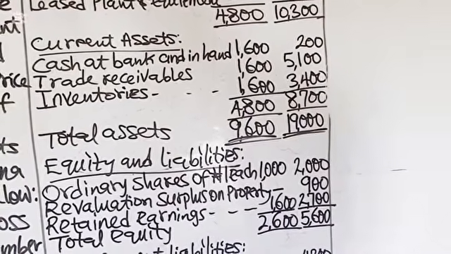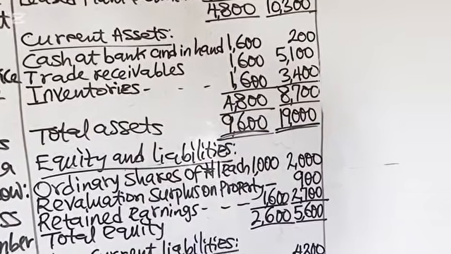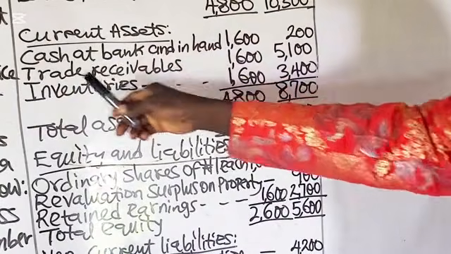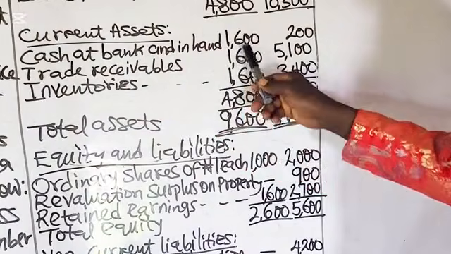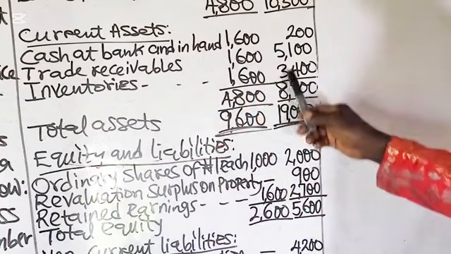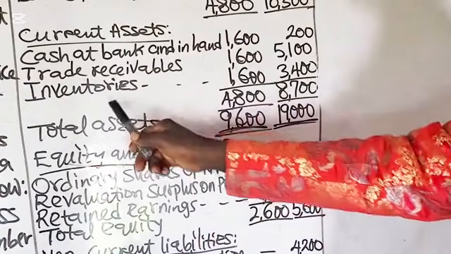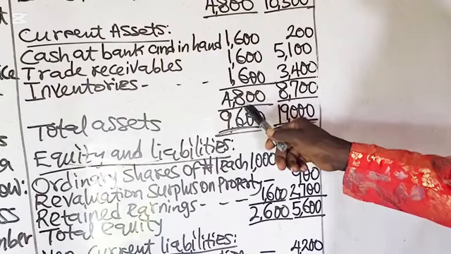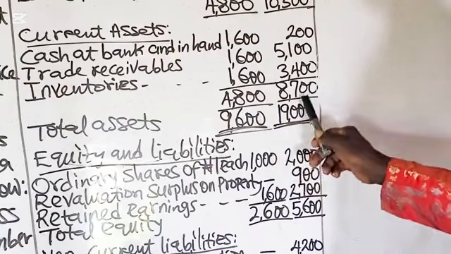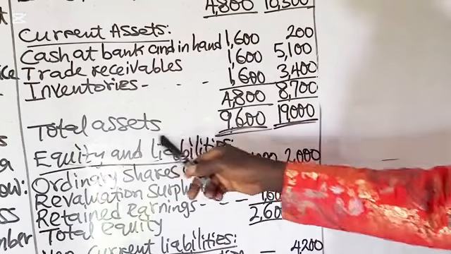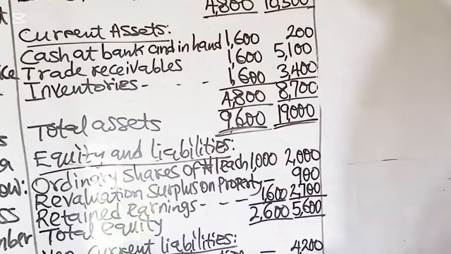Then we equally have current assets. The current assets comprise cash at bank and in hand of 1.6 million and 200,000 respectively. Trade receivables of 1.6 million and 5.1 million. Then inventories of 1.6 million and 3.4 million. The current assets total 4.8 million for Beta Limited and 8.7 million for Gamma Limited. Total assets of 9.6 million and 19 million for Beta Limited and Gamma Limited respectively.